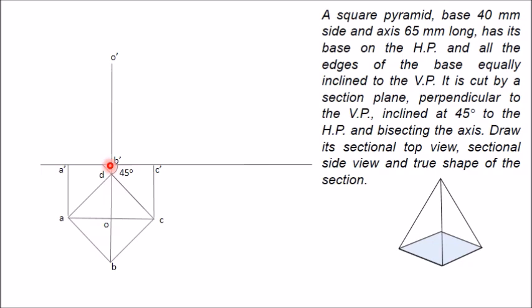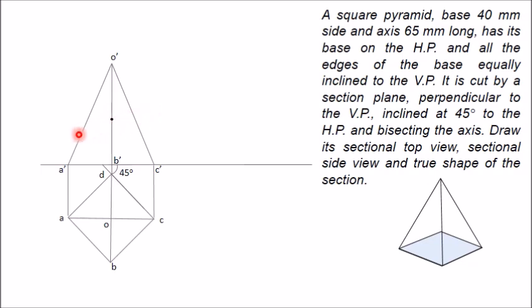Now measure this distance. This distance is given 65, and mark this point as O dash, and now join O dash with A dash, O dash C dash, and similarly O dash B dash is visible, and OD is not visible, it is behind O dash B dash. So now complete this pyramid in front view. Now you mark this middle point. I have marked this middle.